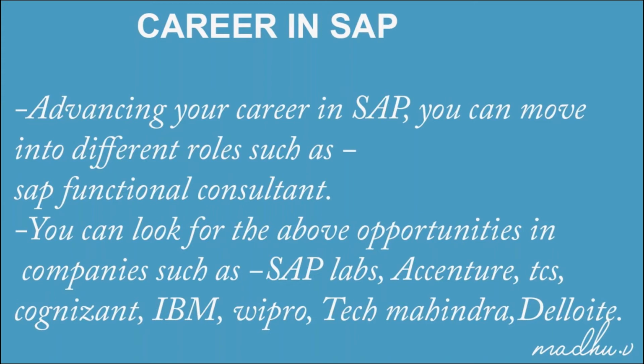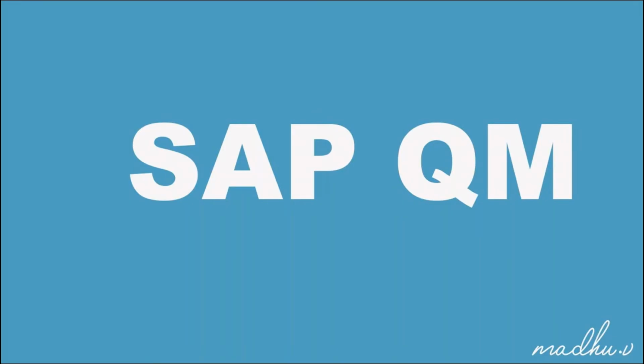That's about the introduction, and we ended with the career in SAP. Okay, so now let's discuss the SAP QM module. QM is a module in SAP, and QM is the quality management department in a client, in any business. The QM module is a very important module in SAP, and it is mainly used in pharmaceuticals, food industries, medical devices manufacturing companies, and also in automobile industries.